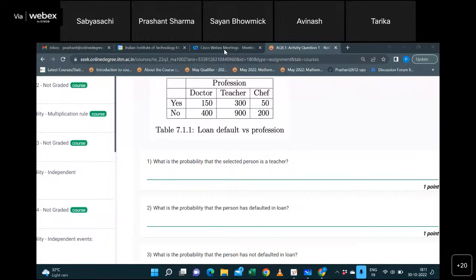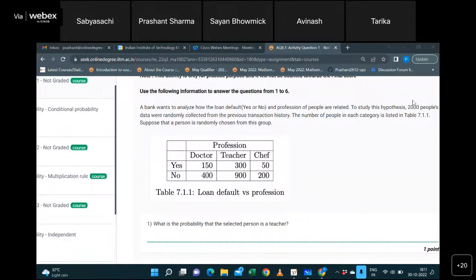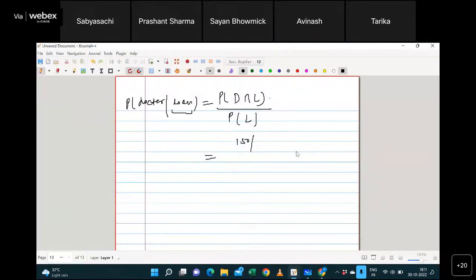So in this question, what is the total number of persons? There are 2000 in total, correct? Yes, total 2000. So I can do 150 divided by 2000, correct?